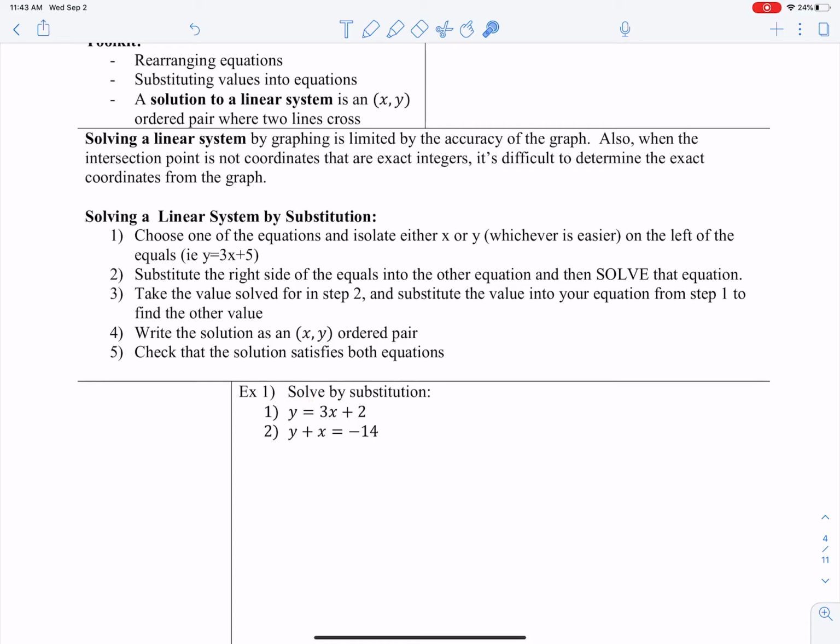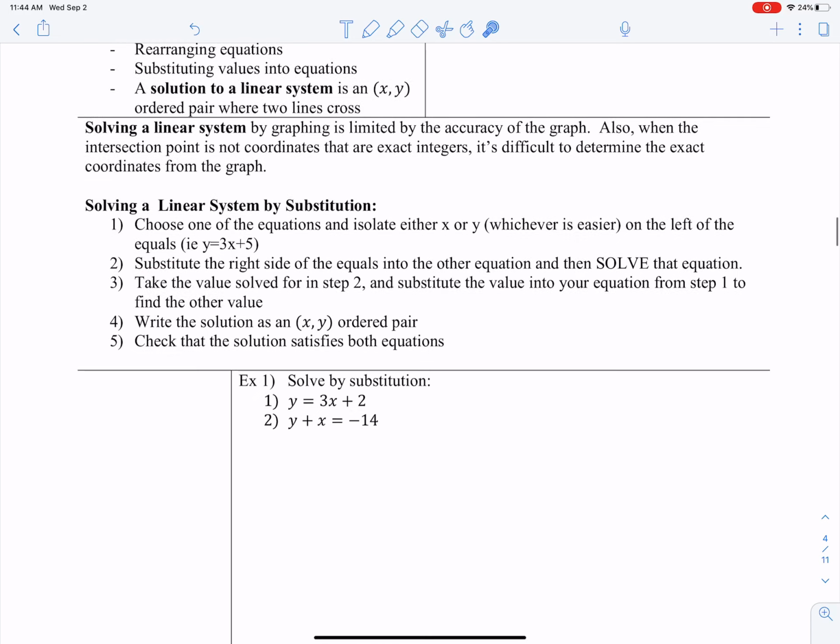So in this method, we're going to choose one of the equations, and we're going to isolate either the x or the y. Okay, so normally you're always doing y is equal to mx plus b, so your habit is to isolate for y, okay? But in this, you can isolate whichever is easier, either x or y, okay? So don't always focus on the y, sometimes the x is easier.